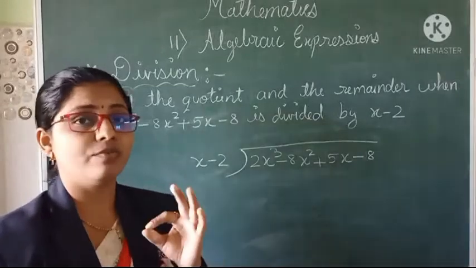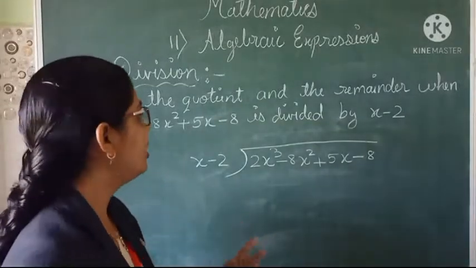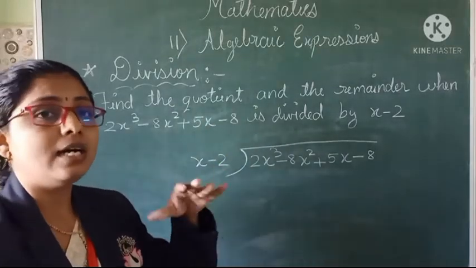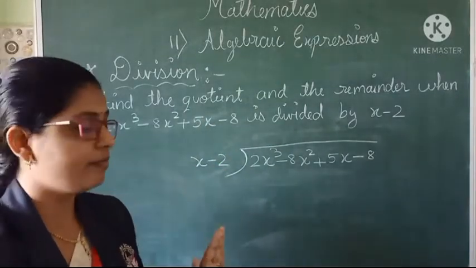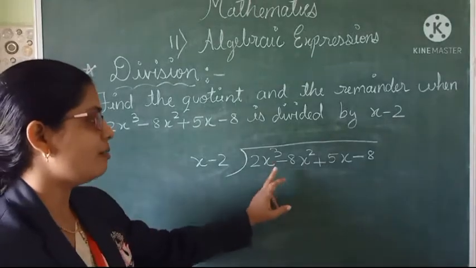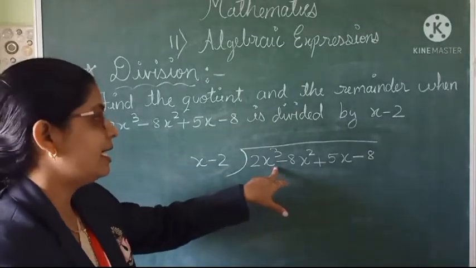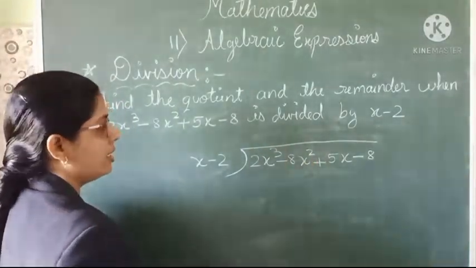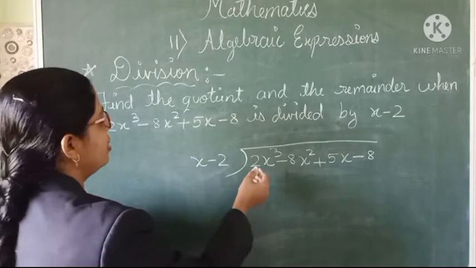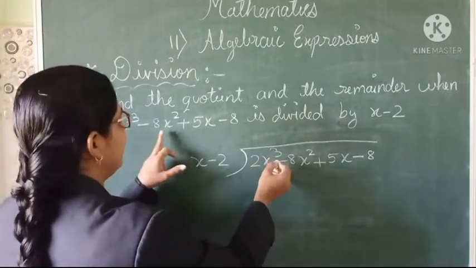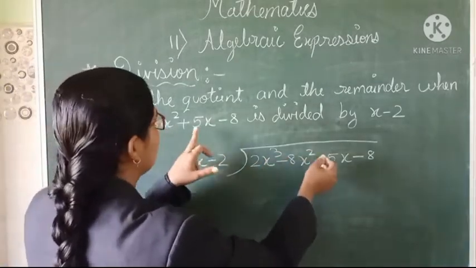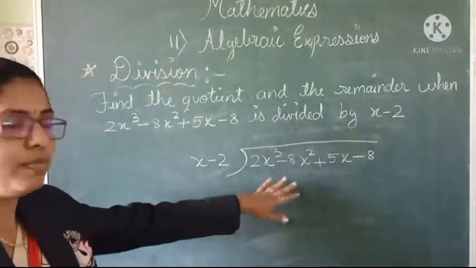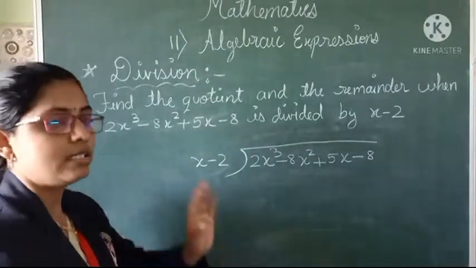The very first step is that you have to arrange all the terms according to their degree, in ascending or descending order. So I have made it in the descending order. So you can see here 2x cubed, then 8x squared, then 5x and negative 8. Okay, it is proper. So now you can just solve it.